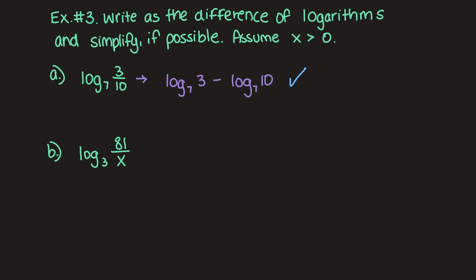For the next expression, we can expand it to log base 3 of 81 minus log base 3 of x. Log base 3 of 81 can be simplified since we can raise 3 by a value to get 81, and that value is 4.